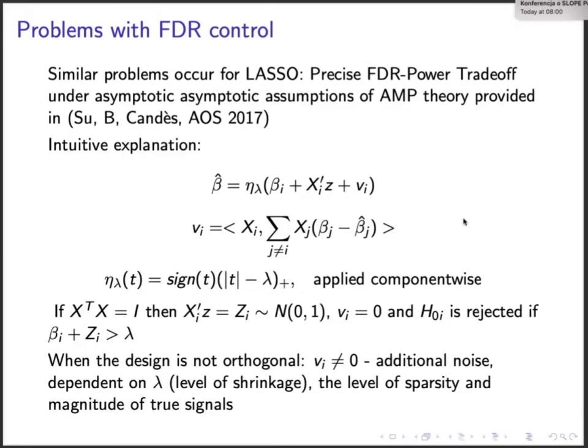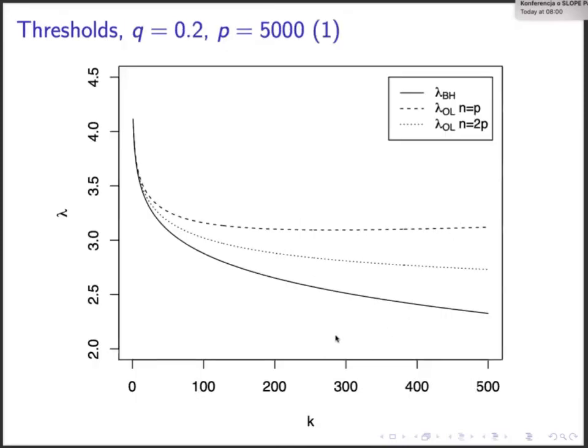So we came up with a heuristic adjustment of our sequence. And here you can see, if we want to control the false discovery rate at the level of 0.2, our original sequence decays to 0, according to this black line. But these two other lines show how the adjusted sequences behave. When n is equal to p, you can see that the sequence is now flat, basically from a certain point.